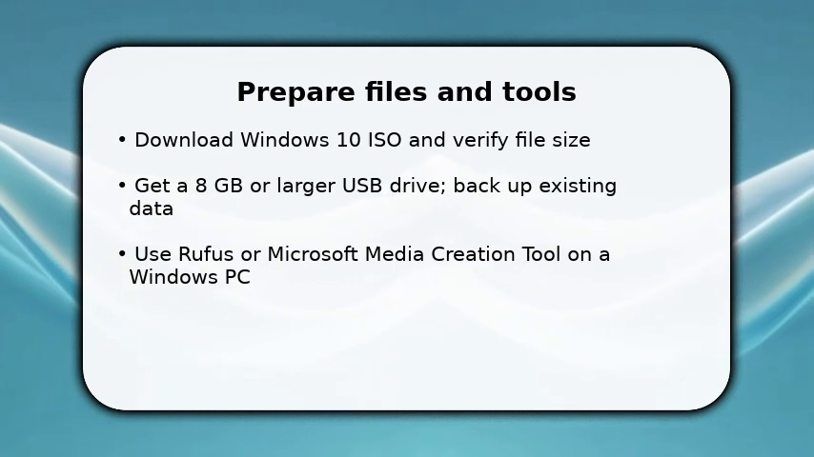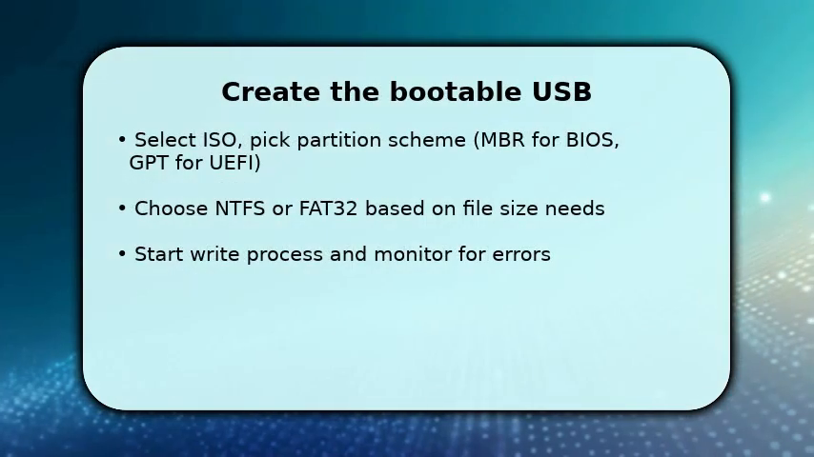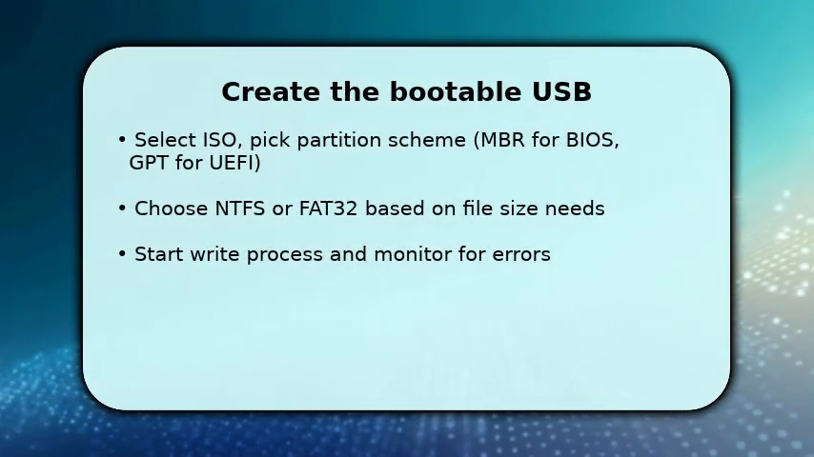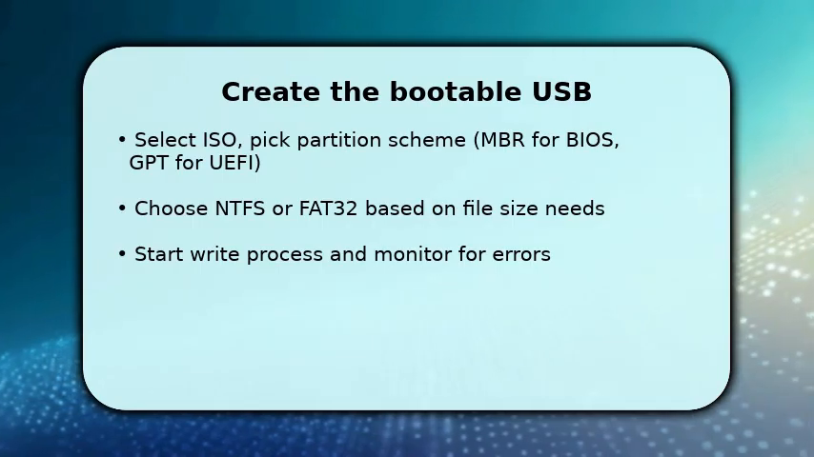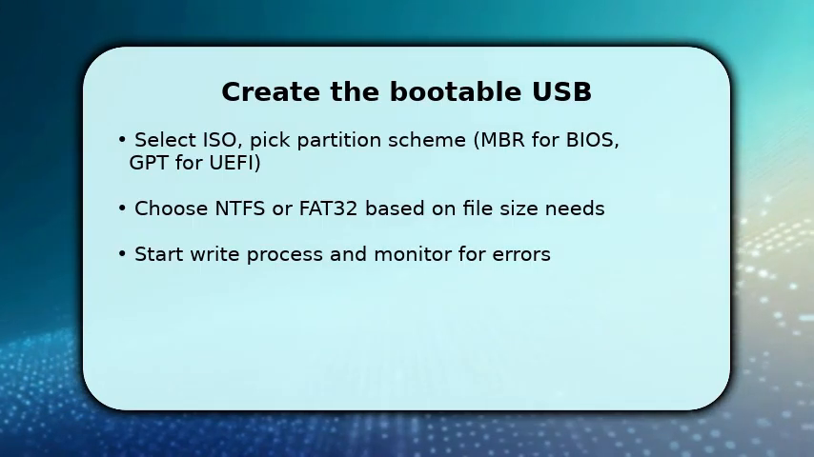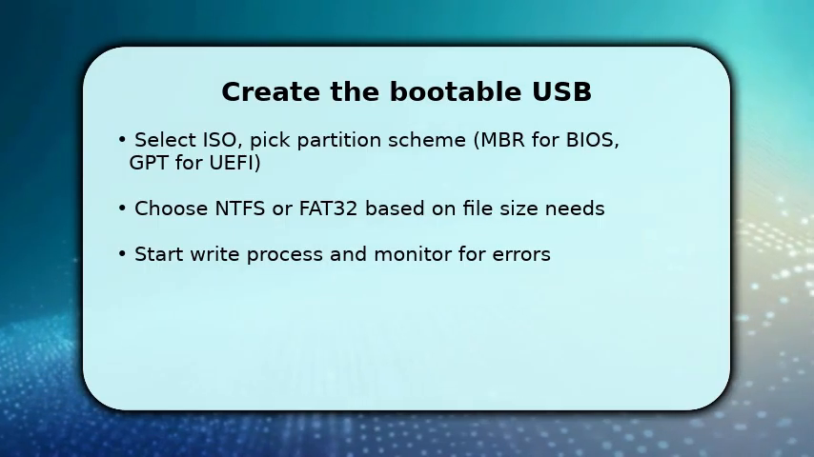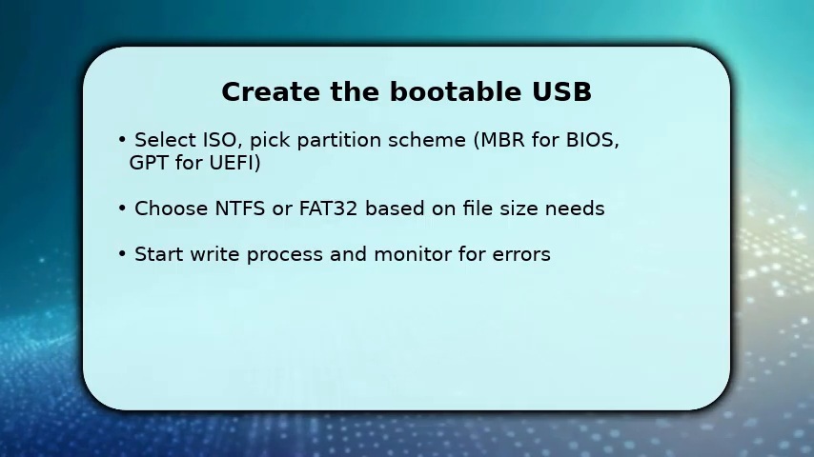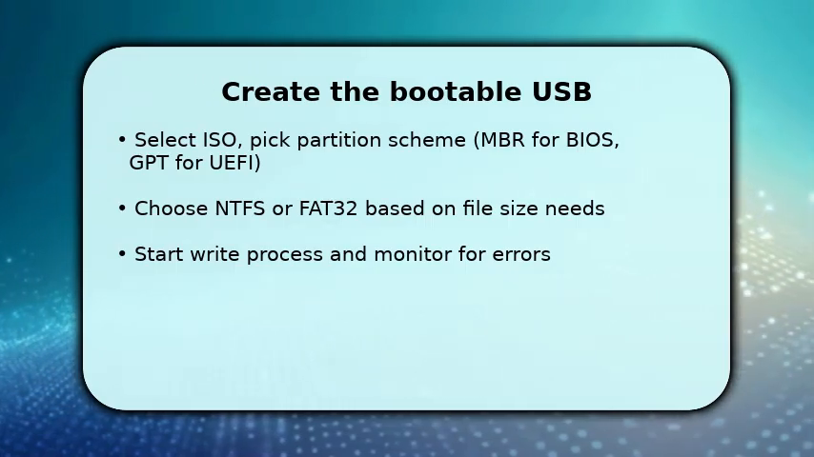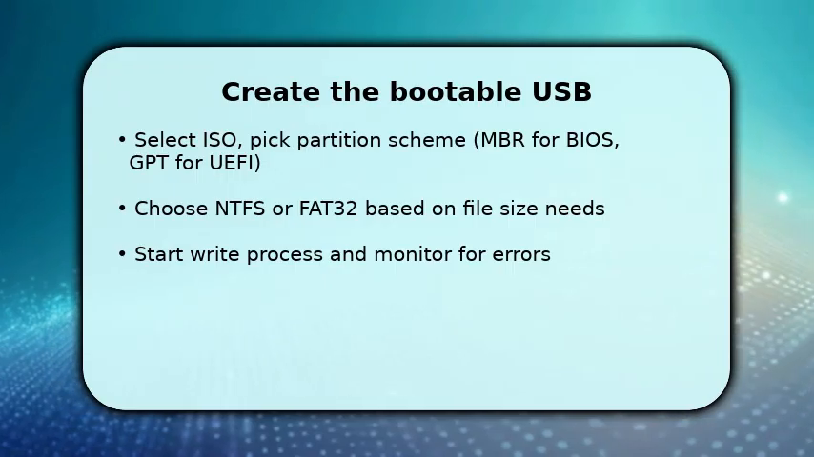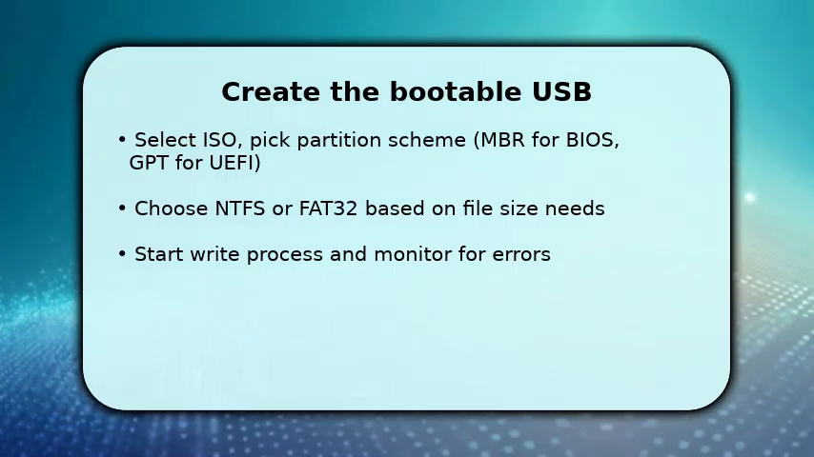Now you execute the core steps in the Creation tool. Pick the Windows 10 ISO, then choose Partition Scheme: MBR for older BIOS systems or GPT for modern UEFI. Select File System: FAT32 for compatibility or NTFS when single files exceed 4 GB. Confirm volume label, check that the target is the correct USB, and begin writing.